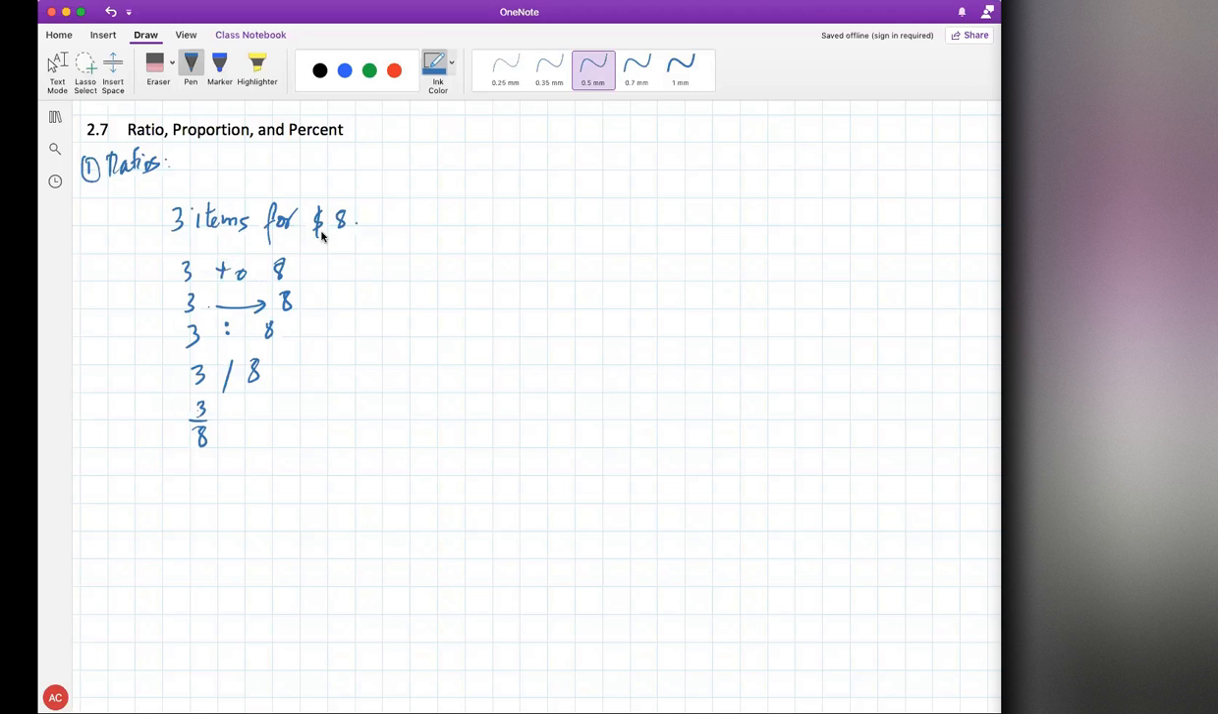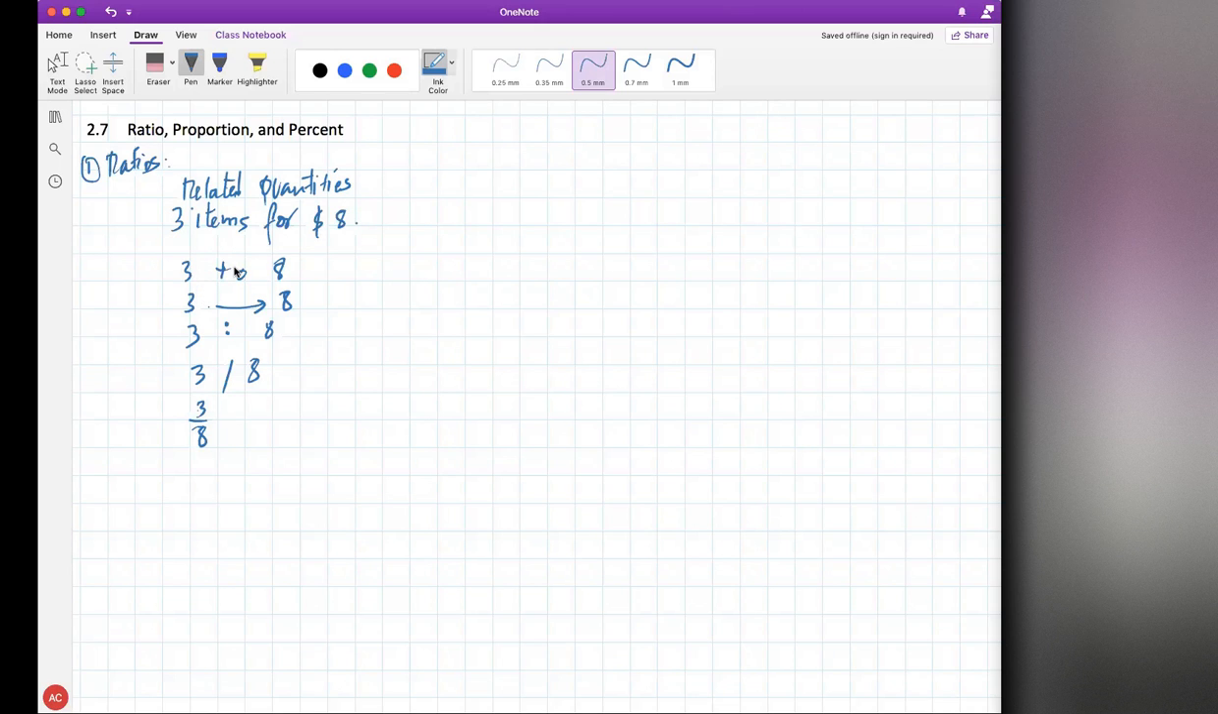So a ratio is basically related quantities. Could be two quantities or could be more. So two numbers or more that are related. They're not just random numbers. There is a ratio or a relation between them. So we call that ratio.